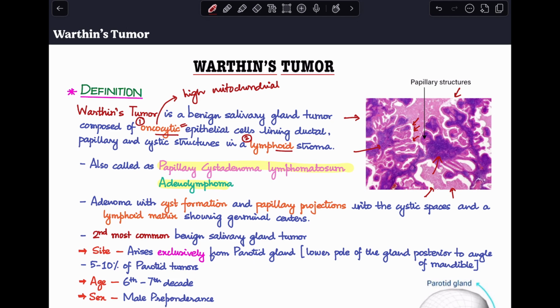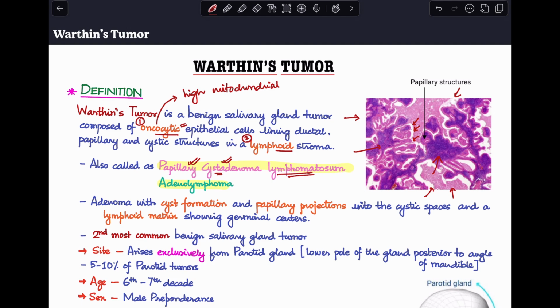So, what are we seeing? Let's look at the name. It says papillary, and we have already seen papillary projections over here. Then it says cyst adenoma, so basically there are cystic spaces within the adenoma. And lymphomatosum because it is surrounded by the lymphoid matrix, which shows germinal centers. That is the reason behind this name. So that is the basic histology. I'll discuss a little bit more in detail in some time.